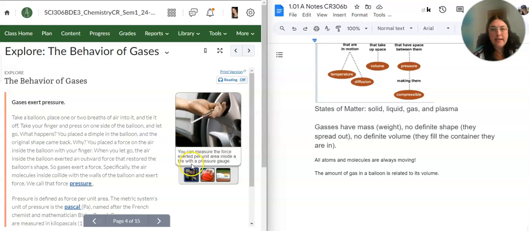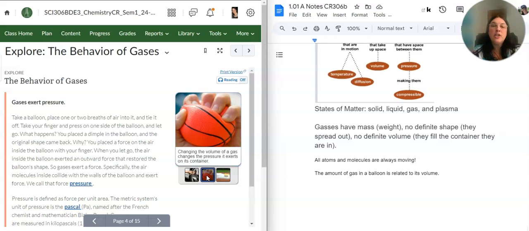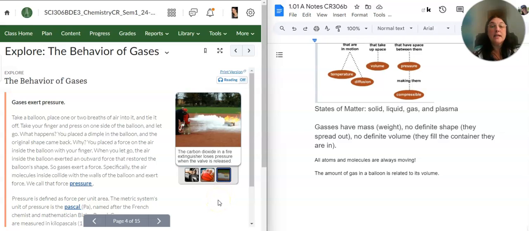All right, let's look at the picture again. You can measure the force exerted per unit area inside a tire with a pressure gauge. In other words, if you look at your tires, it says PSI. That means pounds per square inch. So it's how much pressure is in your tire, whether your tire is inflated or whether your tire went flat. Changing the volume of a gas changes the pressure it exerts on the container. The carbon dioxide in a fire extinguisher loses pressure when the valve is released. So a fire extinguisher is a good example of how it's all contained, but then when you release the gas, it has more space and the pressure changes.